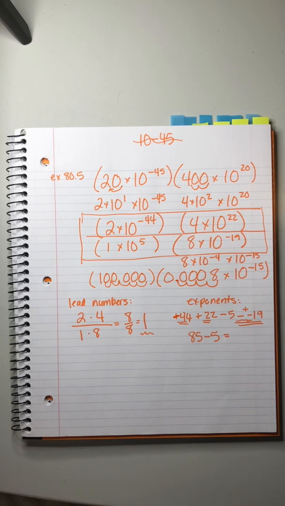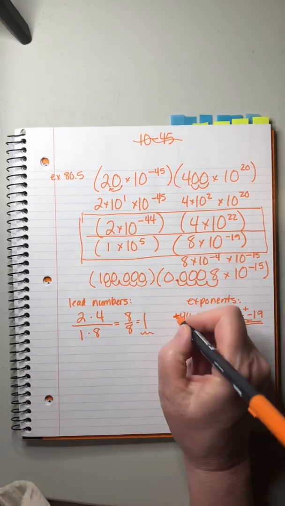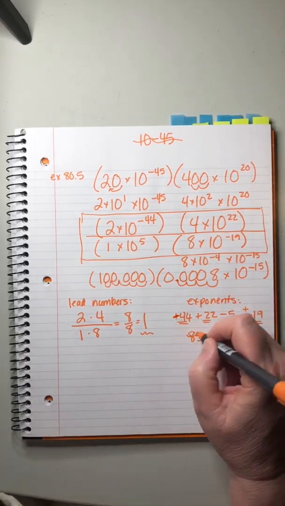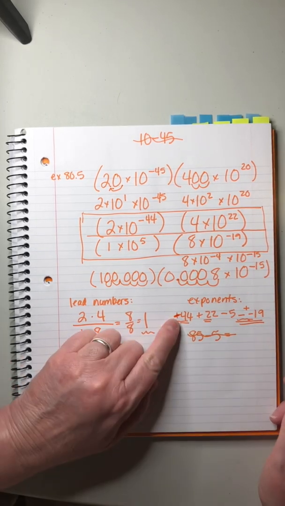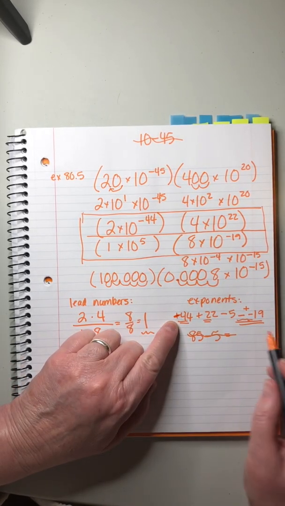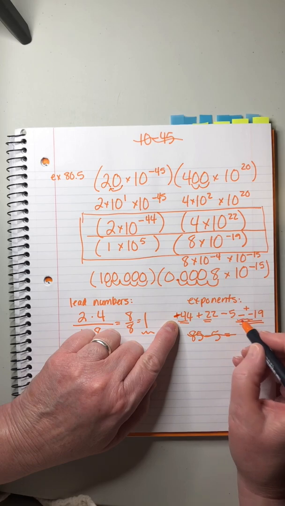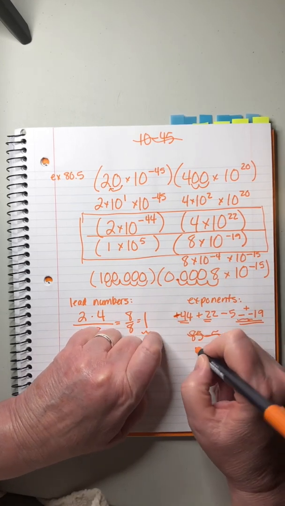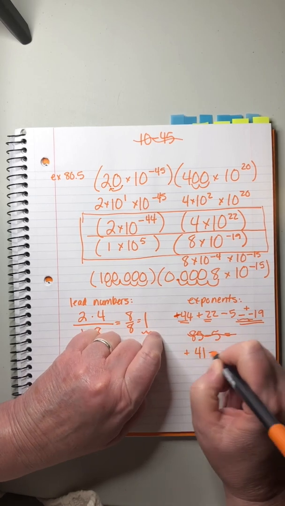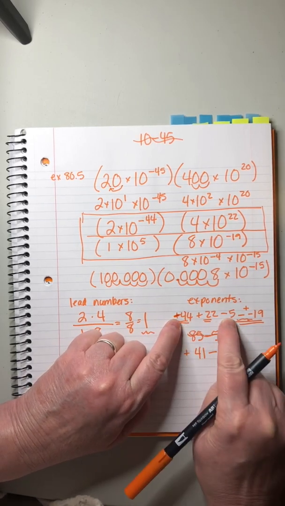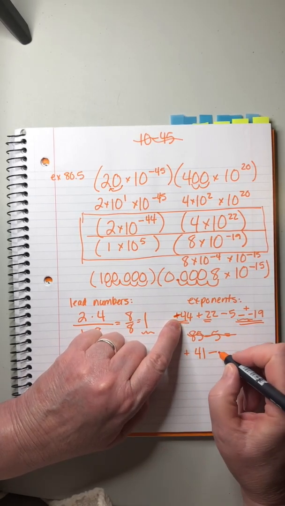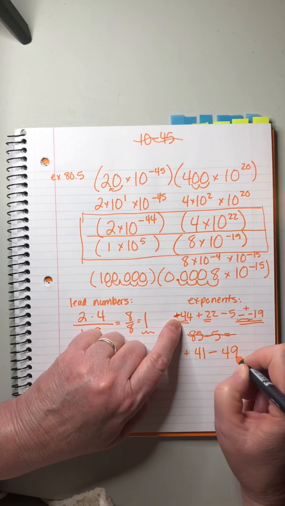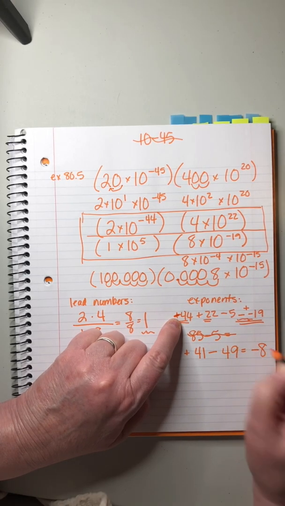Oh, I see what I did wrong. That's a minus 44, and I treated it like a positive. Okay, see, it was just messy. Okay, so the positives are the 22 and the 19. That is what, 41? And then the minuses are the minus 44 and the minus 5. So that's minus 49. So that equals negative 8.